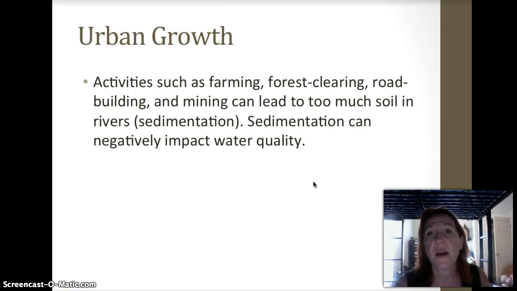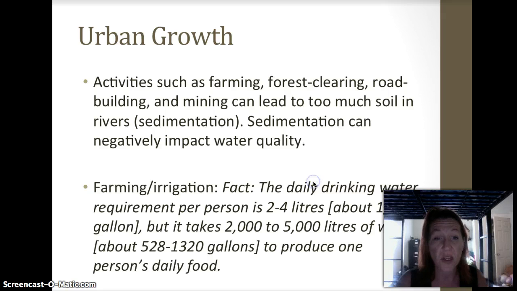Urban growth. Because our populations are increasing, we need more food, so therefore there is more farming and more forest clearing, deforestation, for the purposes of building homes, Walgreens, Walmarts. Some places it's just a matter of clearing the land for more farming and road building to get into the places, and mining so that we can get to resources that we have underground. But by doing these things, rocks and small bits of soil end up in the water system that normally wouldn't be there, and this causes a negative impact on our water quality.